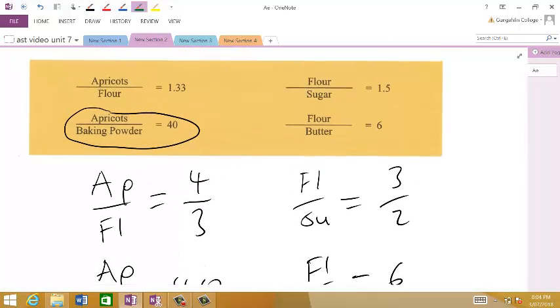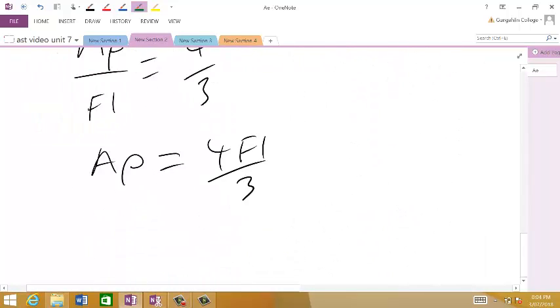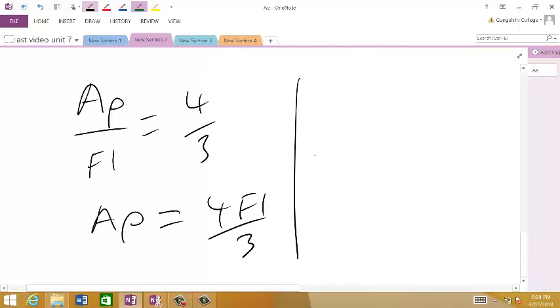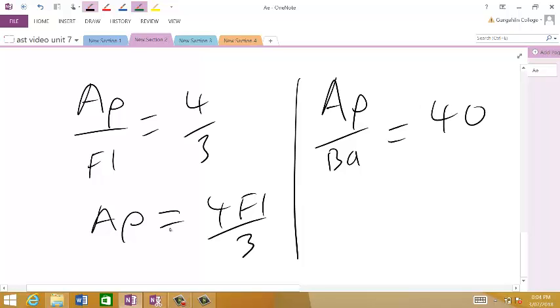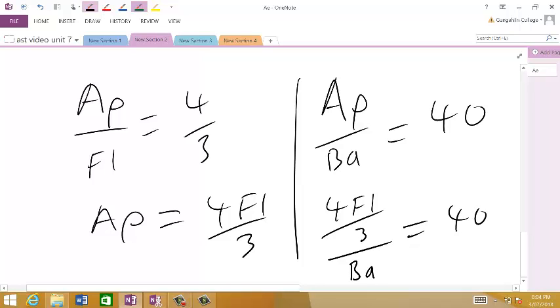We know that apricots over baking powder equals 40. So we have apricots over baking powder equals 40. We can replace apricots with 4 flour over 3. This is just substitution, which you should be familiar with. So we have 4 flour divided by 3 over baking soda equals 40.